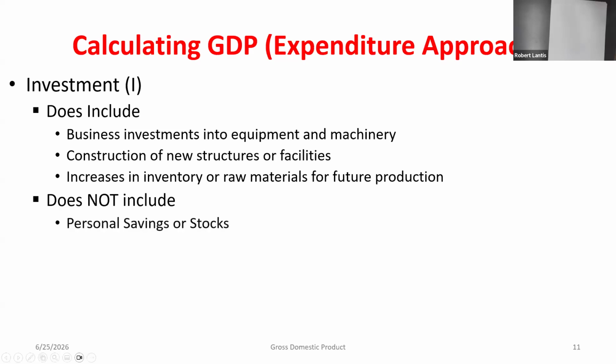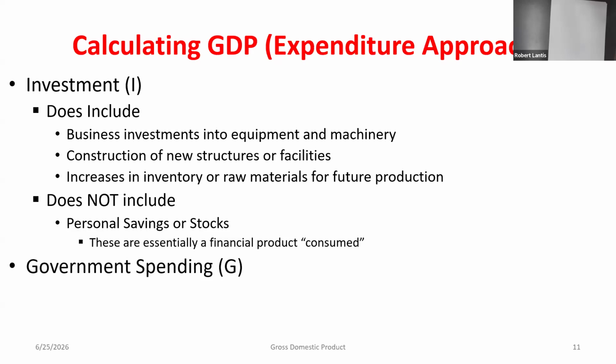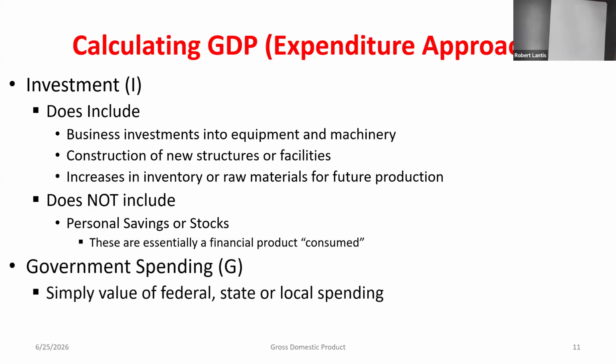It would not include things like personal savings or stocks. I've mentioned this several times already. These are consumer products, right? People are purchasing CDs, purchasing mutual funds, purchasing stocks. Those would not be included in investment. They would be included in consumer expenditures, or consumer spending. And then government spending, really, this is simply going to be federal, state, and local government spending on public goods.